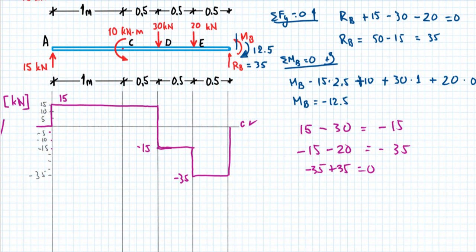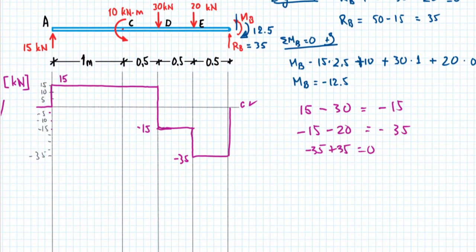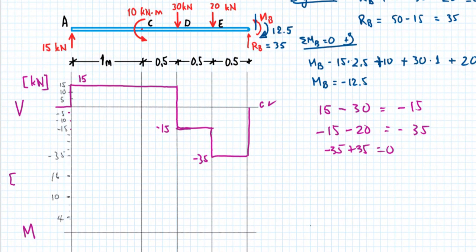So let me put the scale for the moment. For the moment, I'm gonna put the line over here. So this is 10, 12, 14, this is 16, so this is like 4, and this is moment, and the units are kilonewton meters.